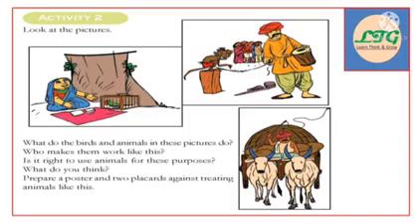Activity 2. Look at the pictures. What do the birds and animals in these pictures do? Look at the first picture. Where is the parrot? Correct, dears. The parrot is inside the cage. In the second picture, the man is using that monkey for making money. In the third picture, for speeding up the cart, the man is beating the bullocks.